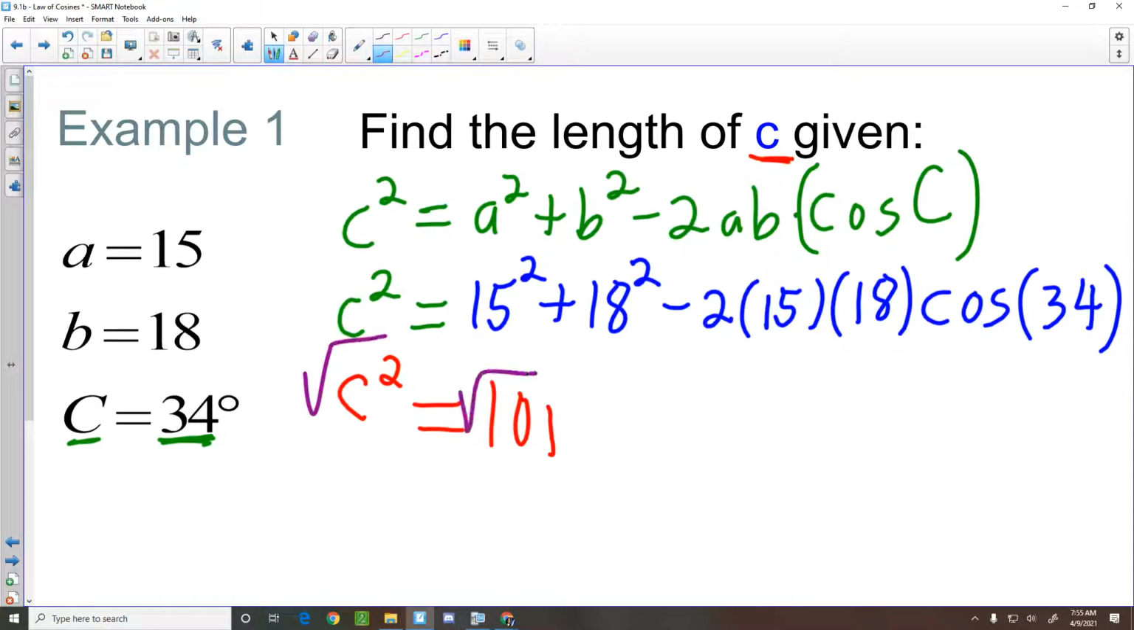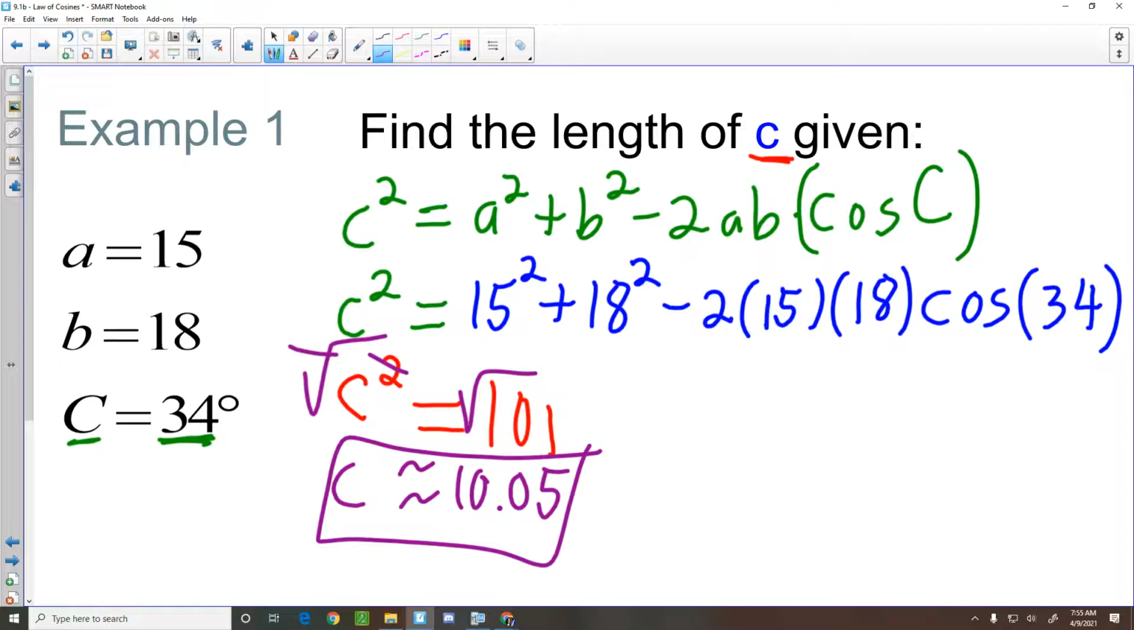So square root, those cancel. C is approximately 10.05. So that's the length of C. Also just to reassure you, on a test, I don't grade for rounding errors. I'm teaching you, can you use the law of cosines? You did everything else, but then you put 10.06. Clearly you understand the law of cosines to get to that point. If I had a learning target for rounding though, that'd be a little iffy.